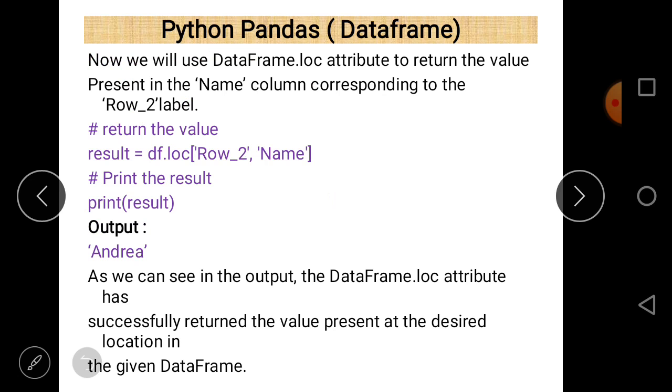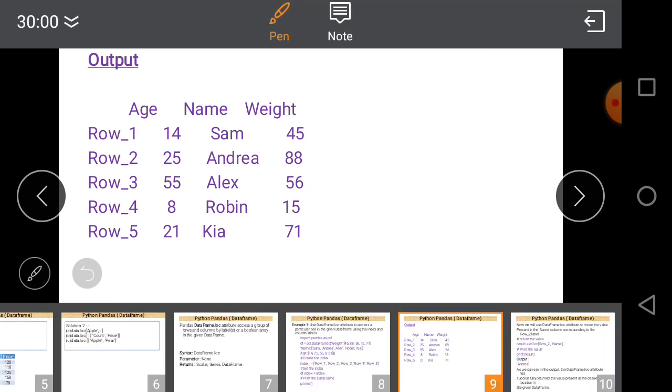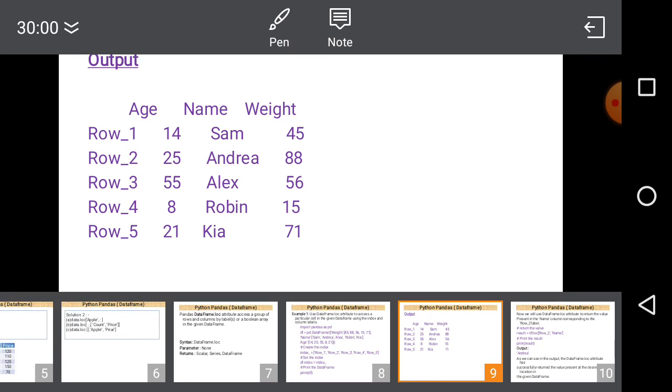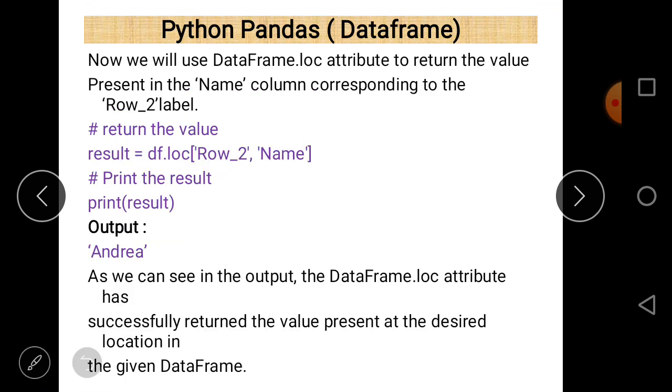If you want to pass values in the loc attribute, just write the name of the row first and then the name of the column. Row2 is the name of the row and name is the name of the column, and we can easily see that at row2, name, there is the value Andrea, and that's why the output is Andrea.